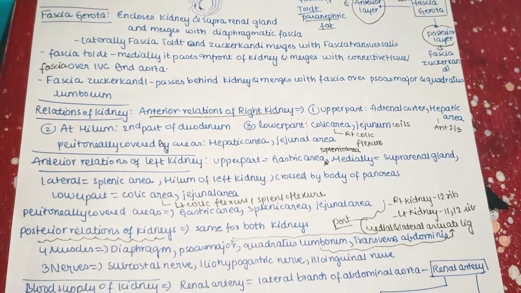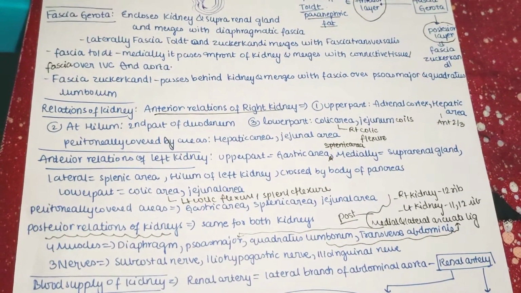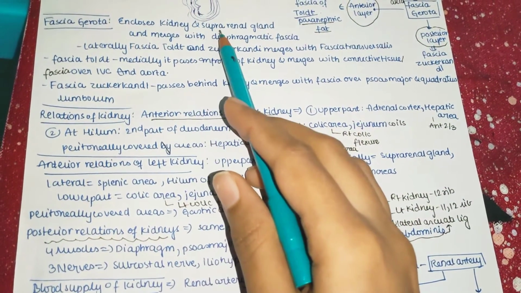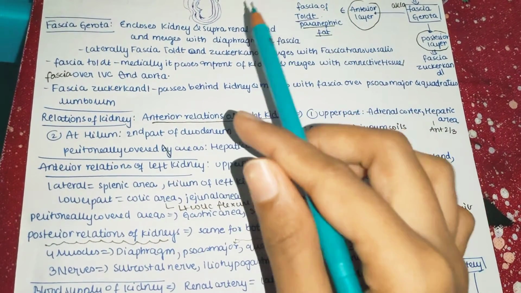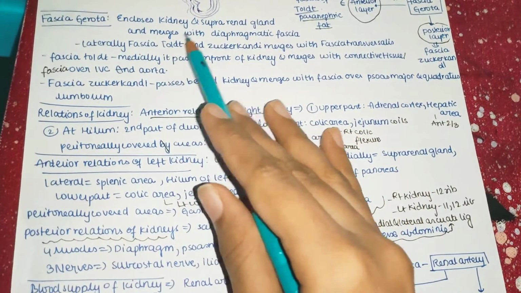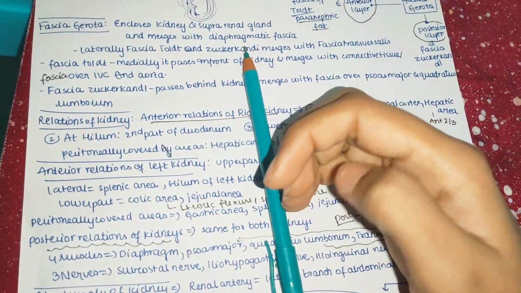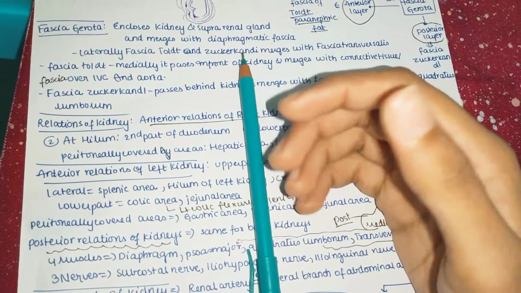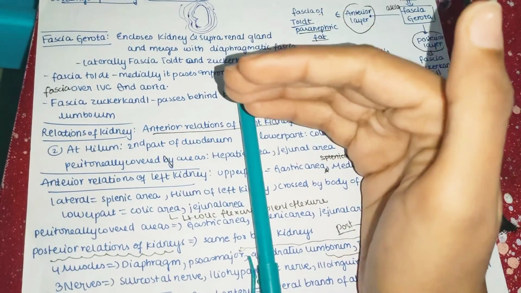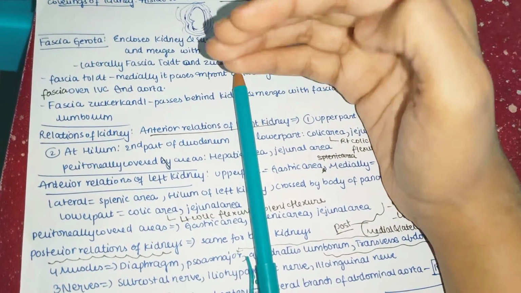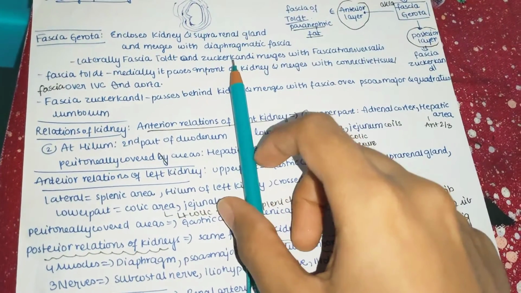Now let's see some details related to fascia Gerota. The fascia Gerota encloses the kidney and also the suprarenal gland, and it will merge with the diaphragmatic fascia. For example, here this is a kidney, this is a suprarenal gland. The whole of it is covered by the fascia Gerota, and this fascia Gerota will also go and merge with the diaphragm like this. This is the diaphragm, this is the kidney, and it merges with the diaphragmatic fascia.